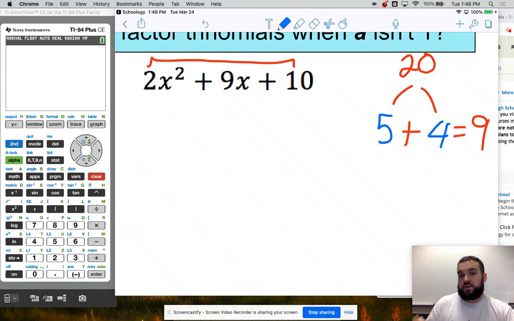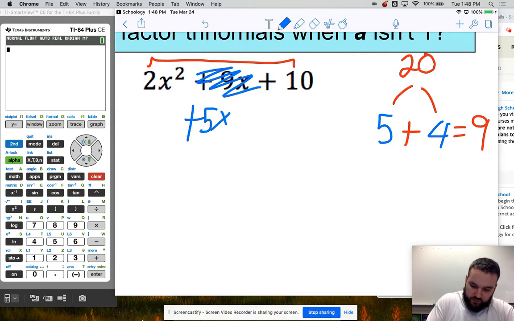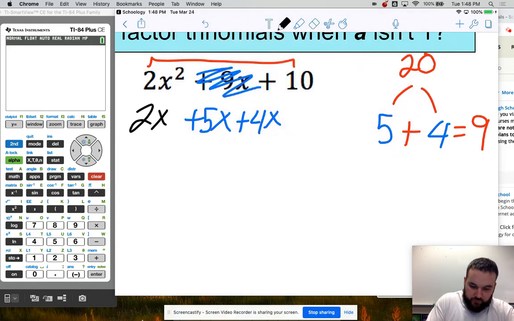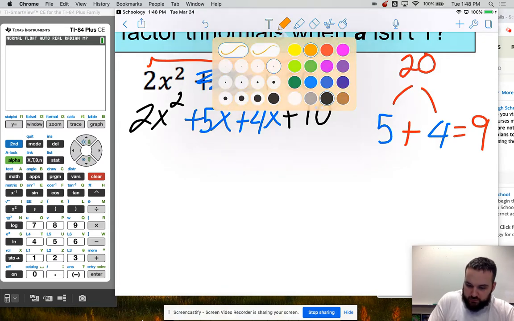And then this is what's unique with the AC method, is that instead of plus 9x, I'm going to replace it with 5x and 4x. I'm going to keep the first 2 terms the same. So I go from 3 terms to 4, and now I can split it up and be on my way.